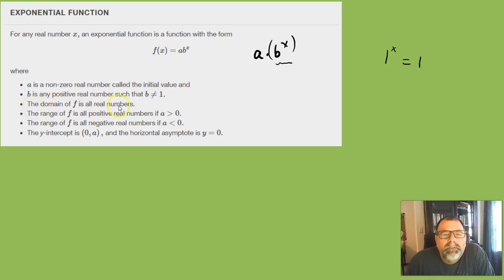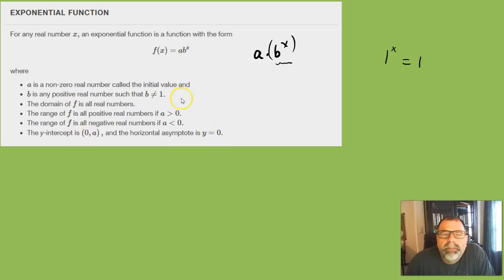The domain of f is all real numbers, so we talked about that. The range is all positive real numbers if a is greater than 0. The range of f is all negative numbers if a is negative. If a is negative, from our transformations, it would flip the graph upside down. And then the range of f is all negative numbers. And then the y-intercept is (0, a), and the horizontal asymptote is y equals 0.